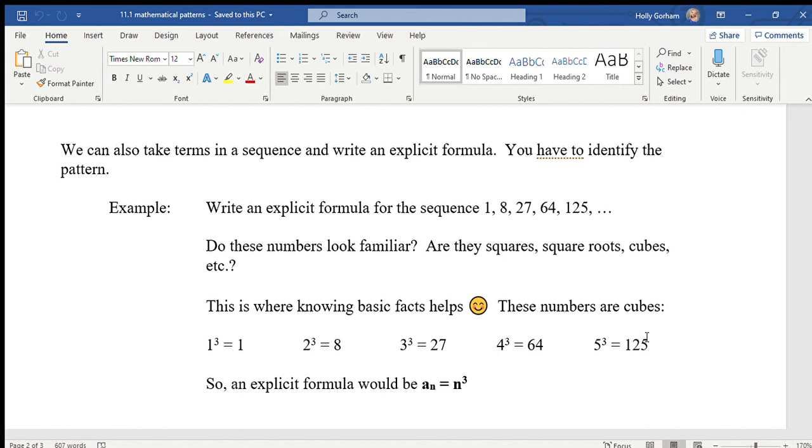These numbers are all cubes, meaning 1 cubed is 1, 2 cubed is 8, 3 cubed is 27, meaning the first term is 1, the second term is 8, the third term is 27. So if I wanted you to find the nth term, that means our explicit formula would be a sub n equals n cubed. Because if I then asked you, okay, what is the 6th term, you would do 6 cubed, just going in that pattern.